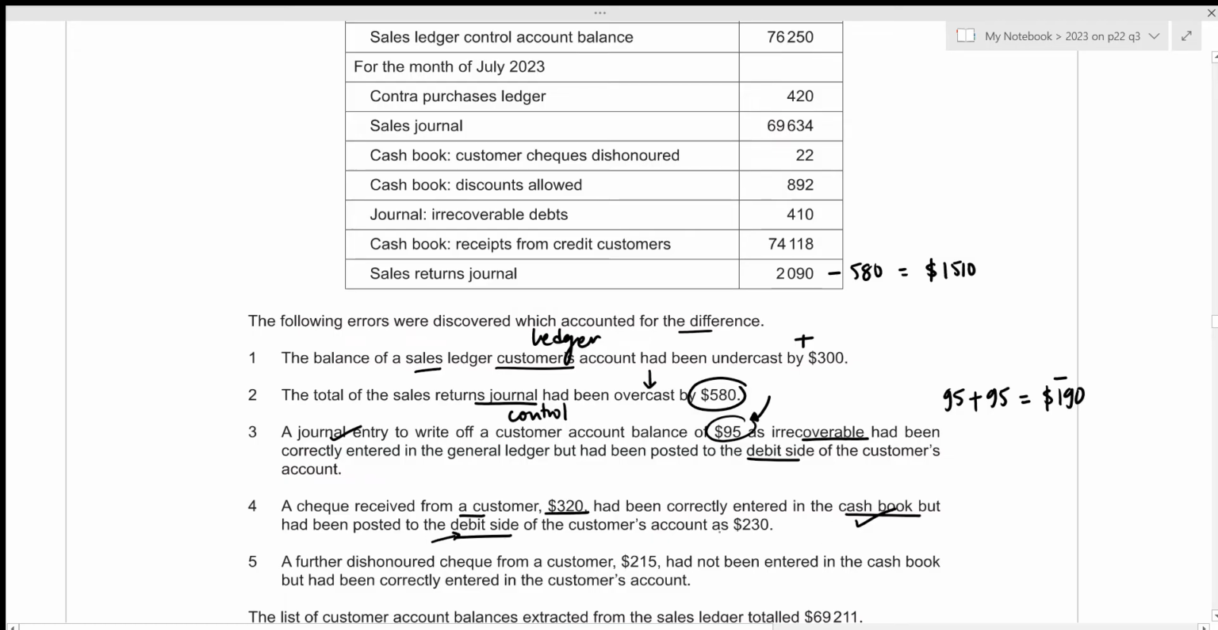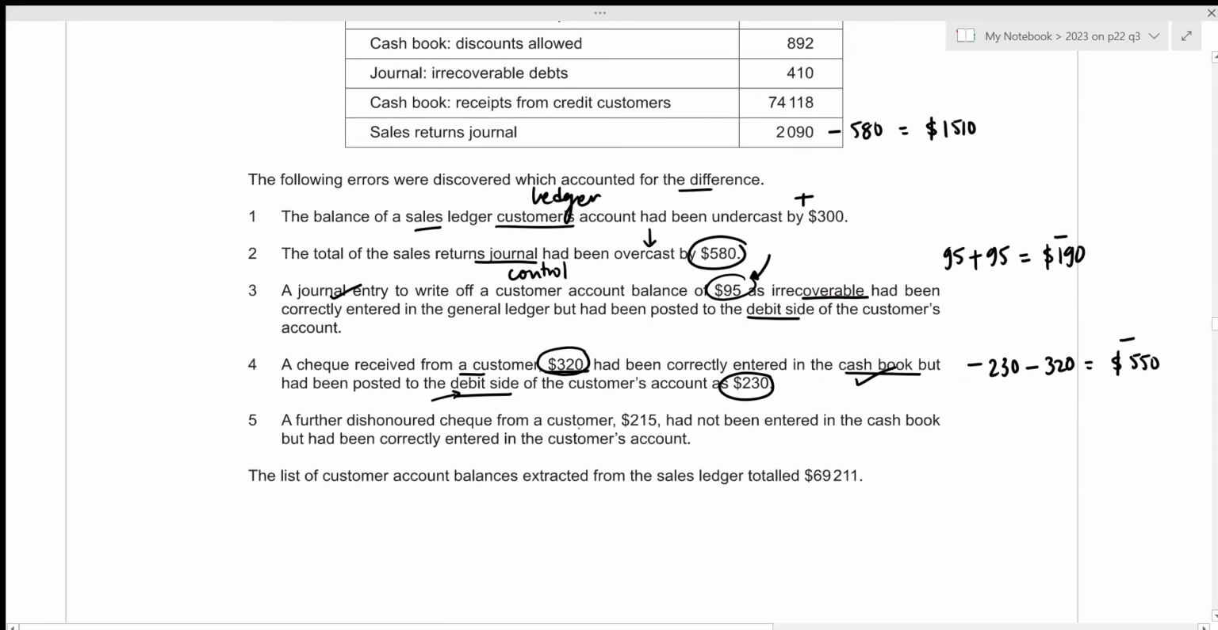Now, first we need to subtract the 230 from the debit side by entering the same amount on the credit side. And again, whenever we're entering the amount on the credit side, it just means that we need to subtract it. So firstly, we'll have to subtract the incorrect amount of 230. Then we also need to show the correct amount of 320 on the credit side. Again, it's on the credit side, which means that we need to subtract it again. So that will be another minus 320, which results in the amount of 550. So the correct entry for this error would be subtracting 550 from our sales ledger balances.